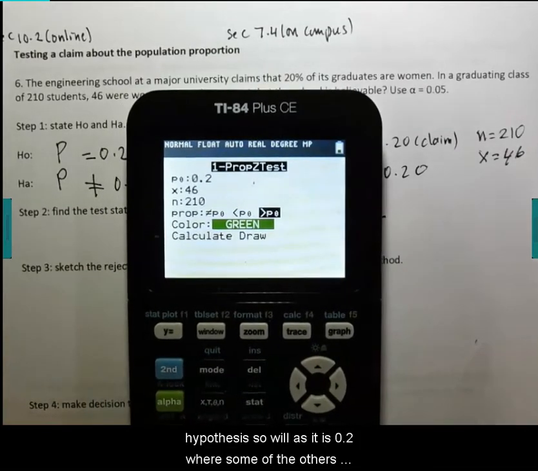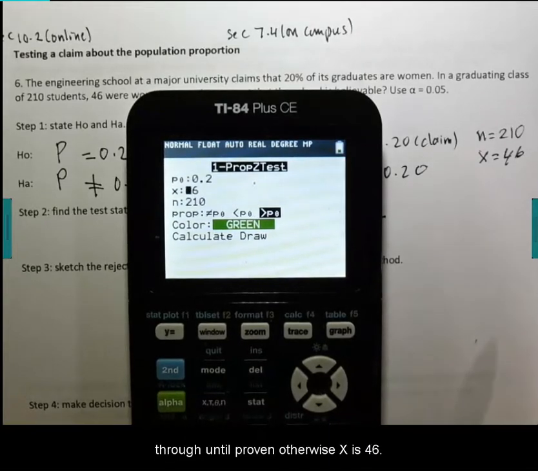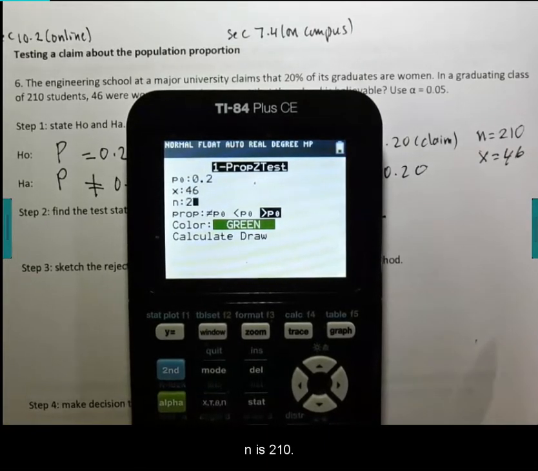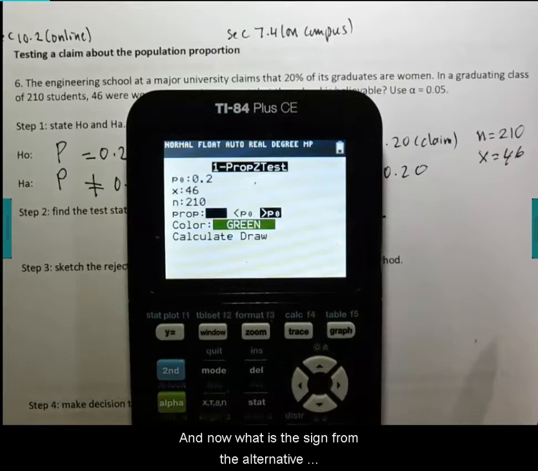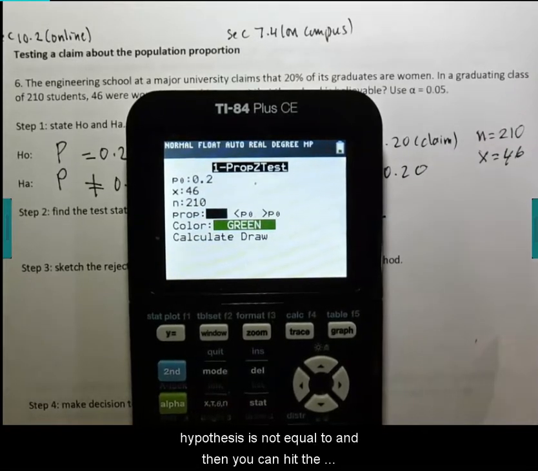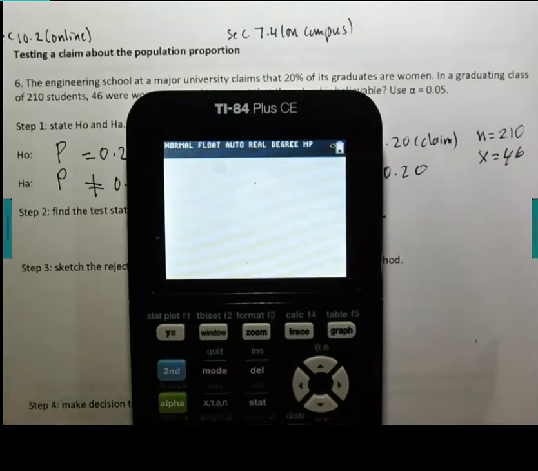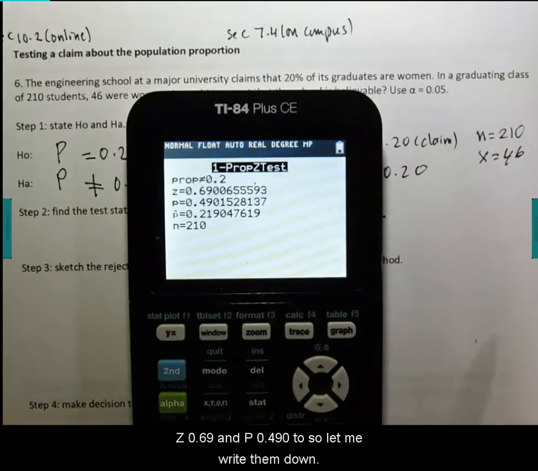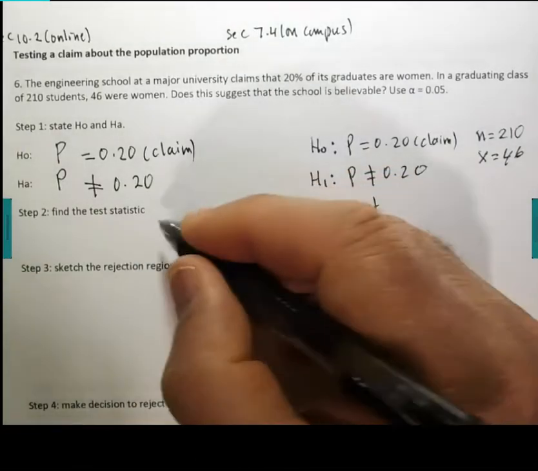Okay, P0, you have to enter the value from the null hypothesis. So it's 0.2. We assume the null hypothesis is true until proven otherwise. X is 46, N is 210. And now, what is the sign from the alternative hypothesis? Not equal to, and then you can hit calculate or draw. Z is 0.69 and P is 0.4902. So let me write them down.